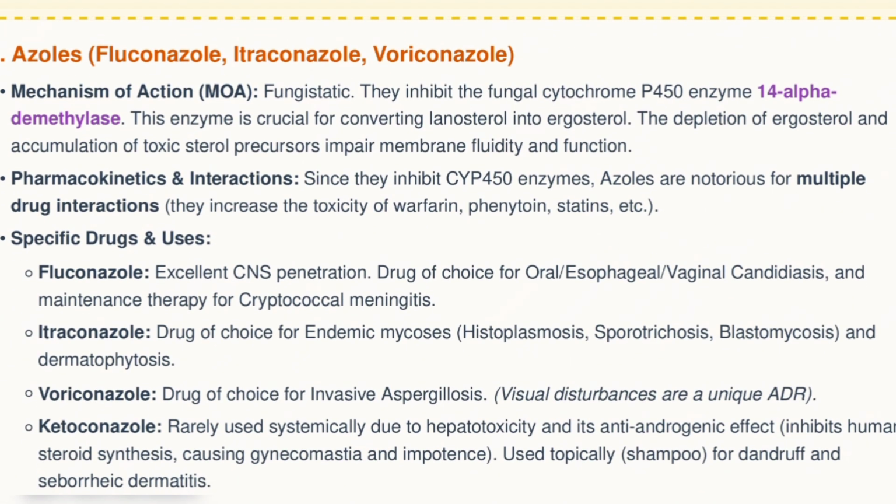Azoles: fluconazole, itraconazole, voriconazole. Mechanism of action: fungistatic. They inhibit the fungal cytochrome P450 enzyme 14-alpha demethylase. This enzyme is crucial for converting lanosterol into ergosterol. The depletion of ergosterol and accumulation of toxic sterol precursors impair membrane fluidity and function.